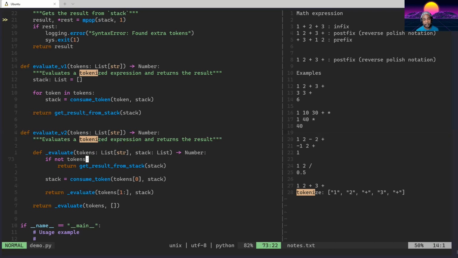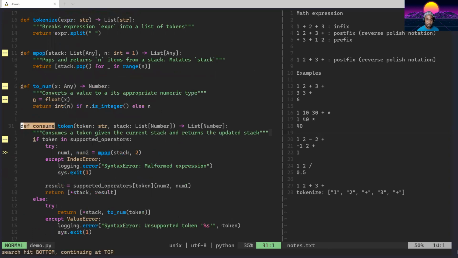So let's look at what's happening with consume token, right? It's a function that's called with a token and a stack of values on there. It consumes a token given the current stack and returns the updated stack. So what do we do? Well, we have a certain set of operators that are supported by this evaluator, right?